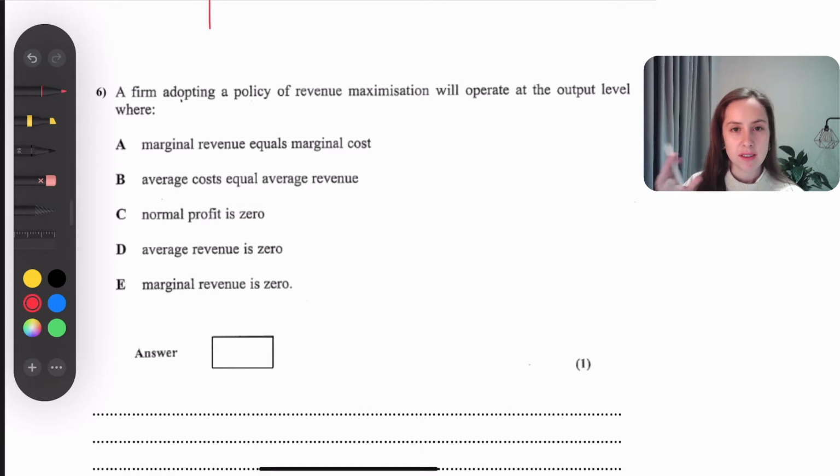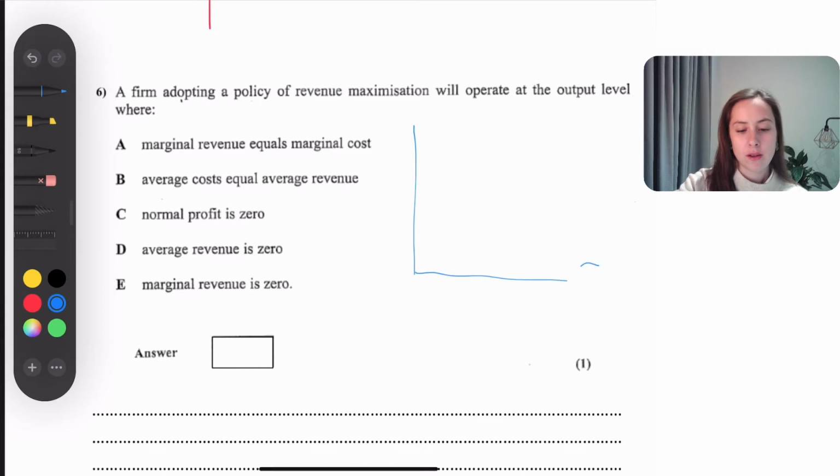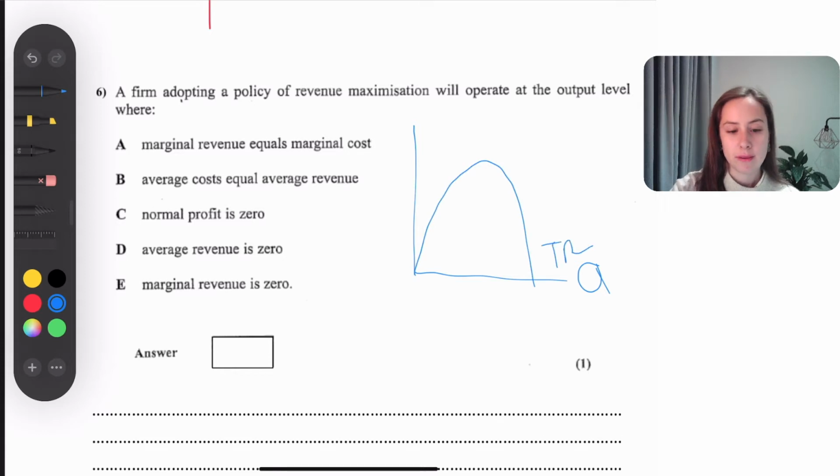Okay, revenue maximization. Let's draw a graph. Let's see what that means. So you want to produce at the point where your total revenue is the highest it can be. And in this particular graph, it would be here. This is your quantity revenue max.